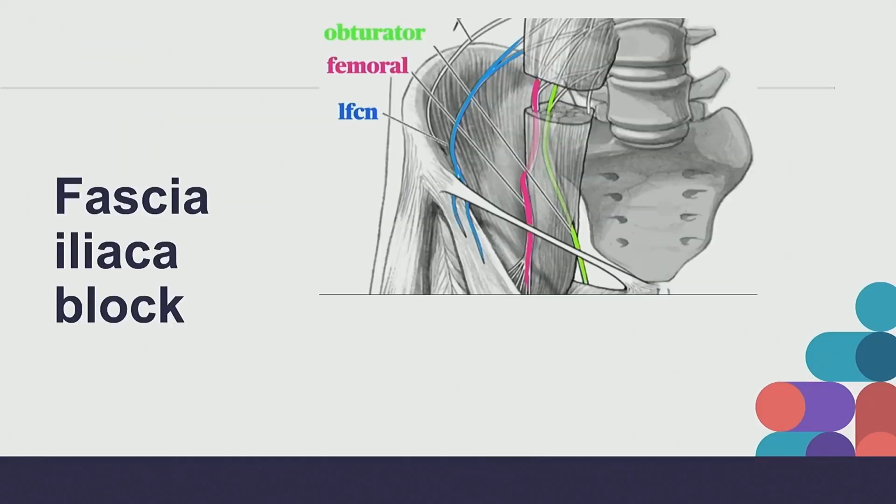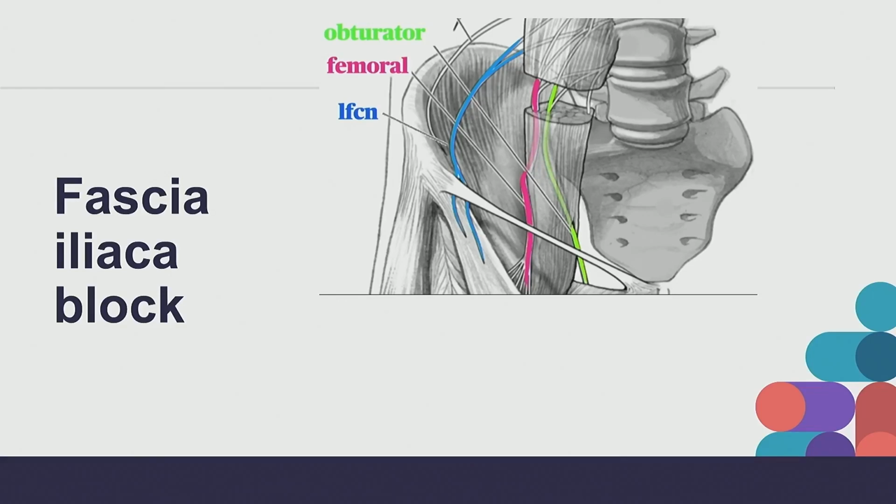So with that in mind, do we have safer, easier approaches to kind of a lumbar plexus block by proxy? And the answer is yes. We have the fascia iliaca block. It has a safer profile and anesthetizes several key components of the lumbar plexus.